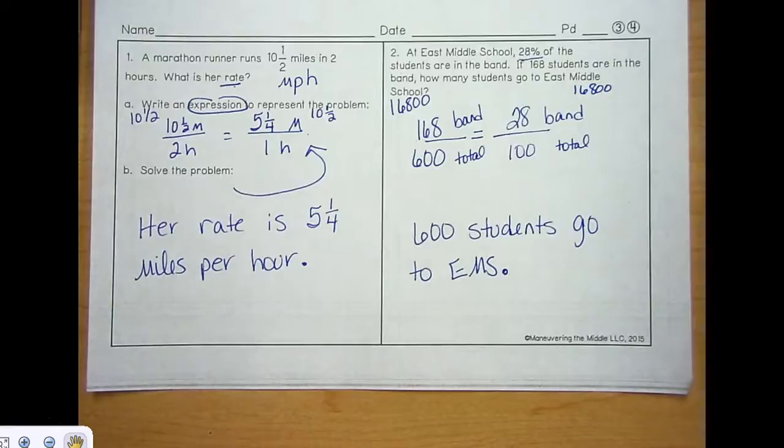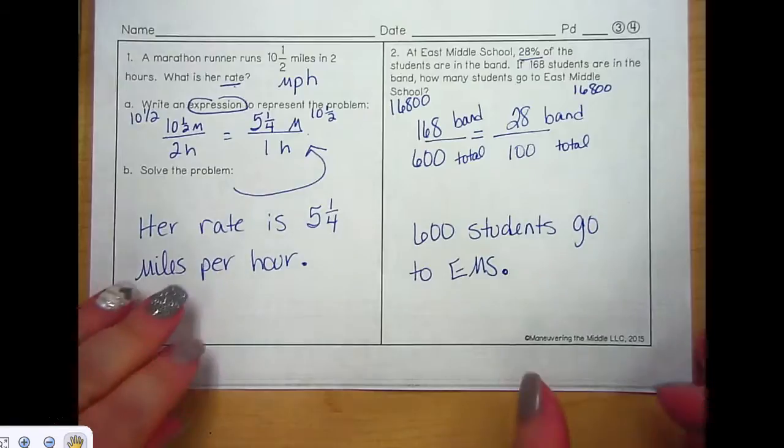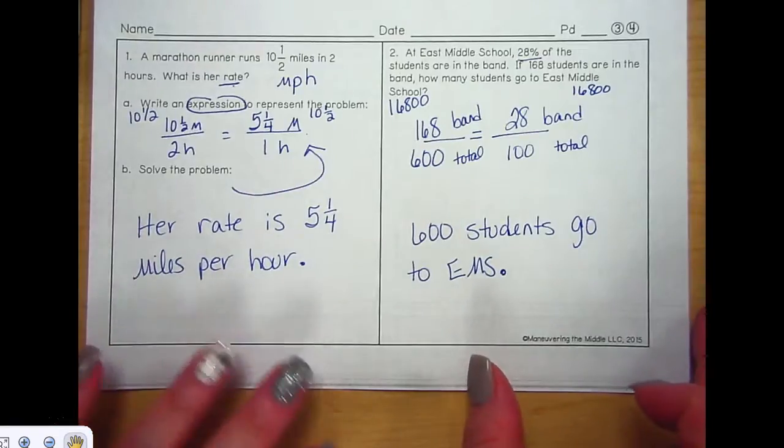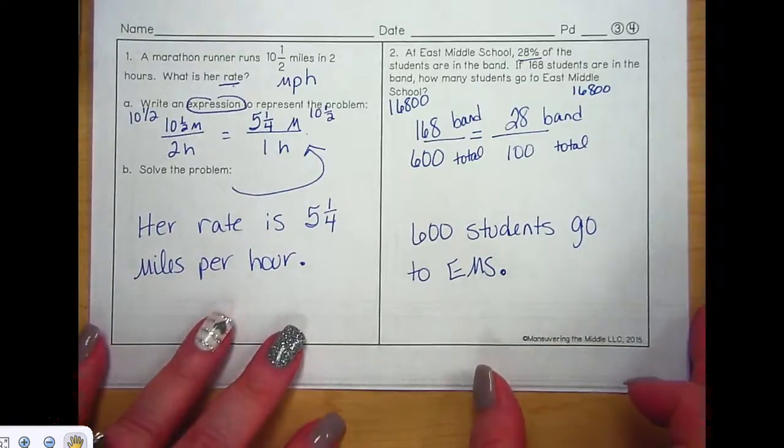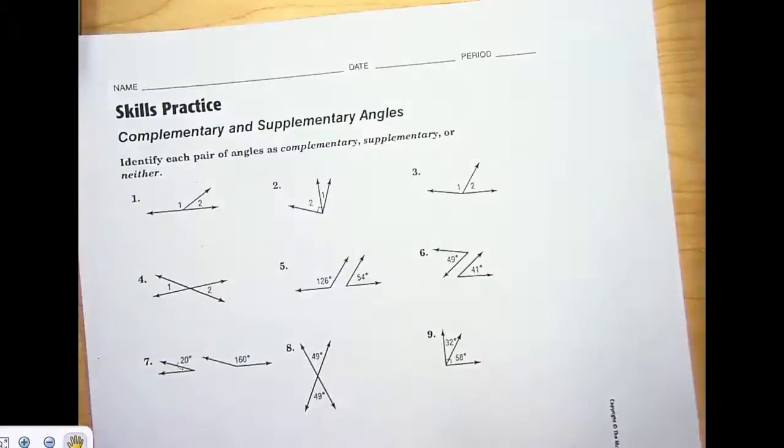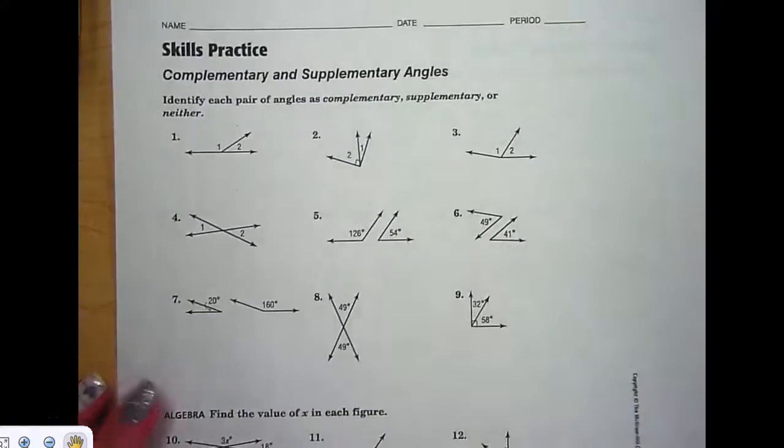All right. Those two weren't too difficult, right? Pretty easy this week. Okay. All right. Let's put those to the side. And let's look at our work for today on complementary and supplementary angles.